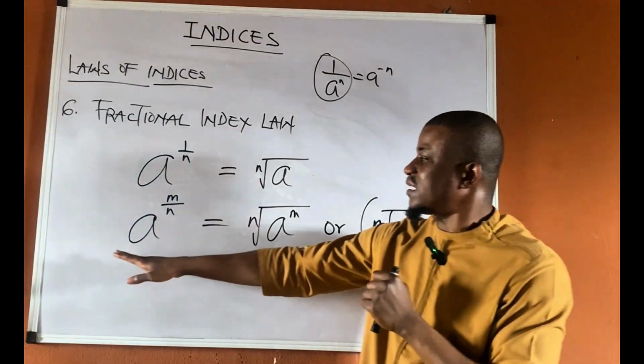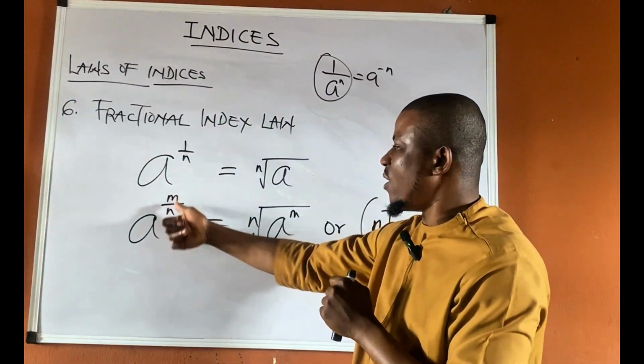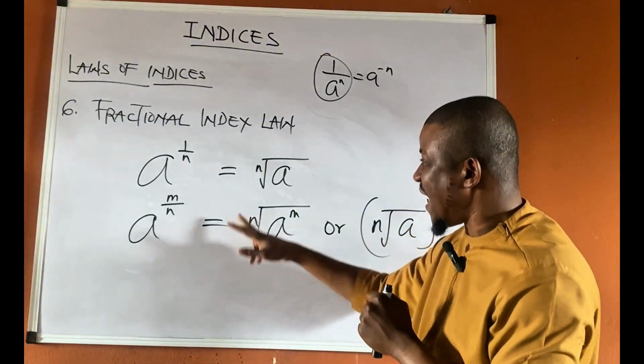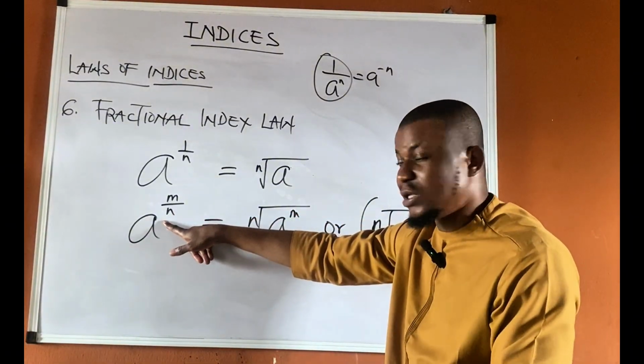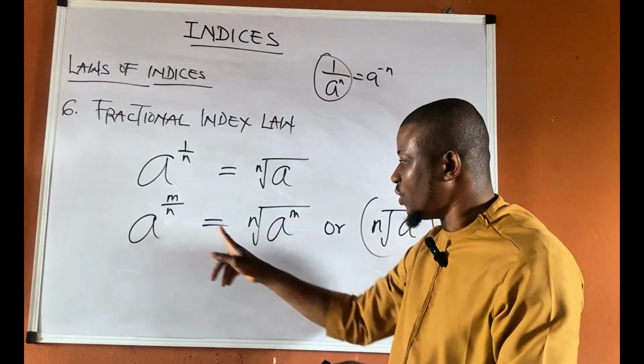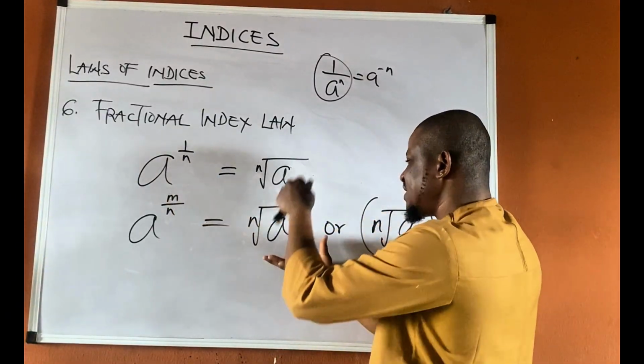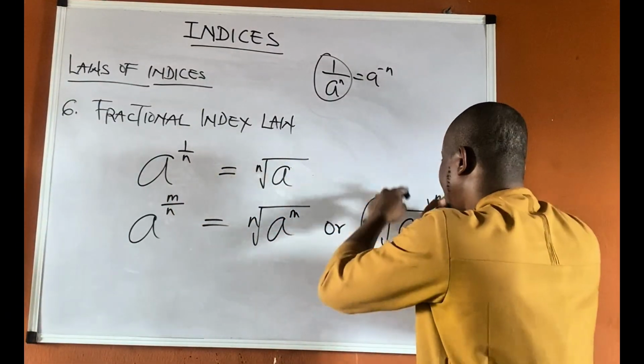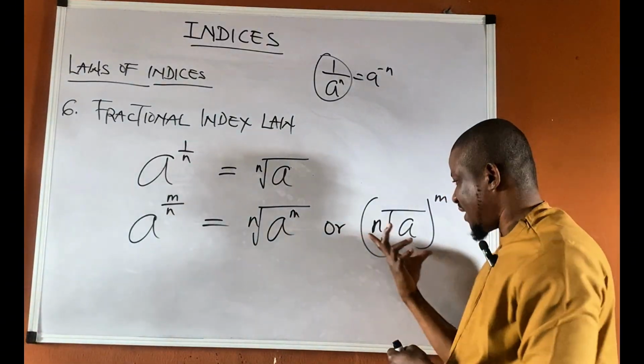Okay, so this is the fractional index law. A to the power of m over n is equal to the nth root. The denominator is always the root number. Subject the base to the root number given by the denominator, and then the numerator is always the power on the base, or on the full root of the base.